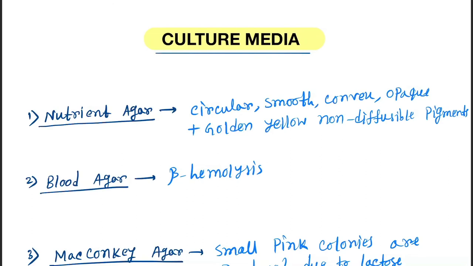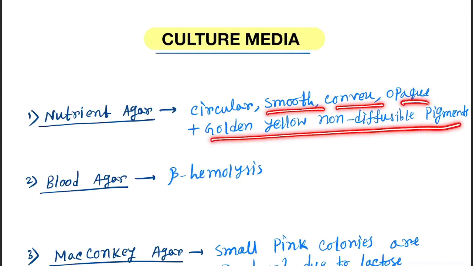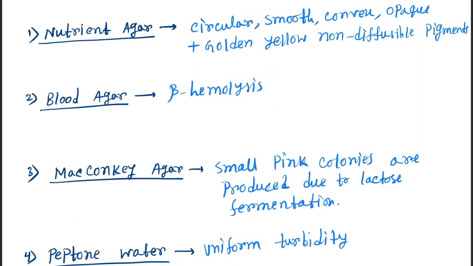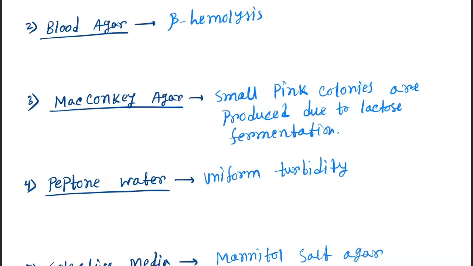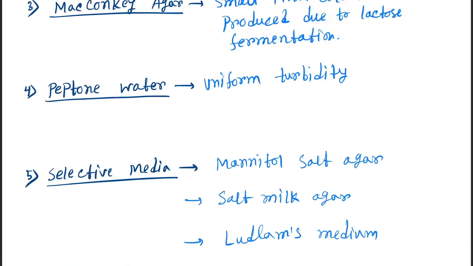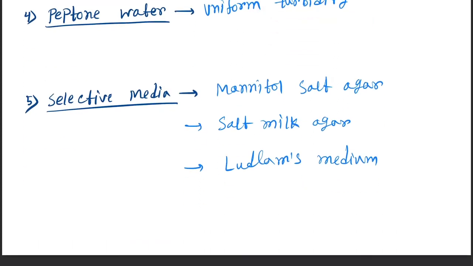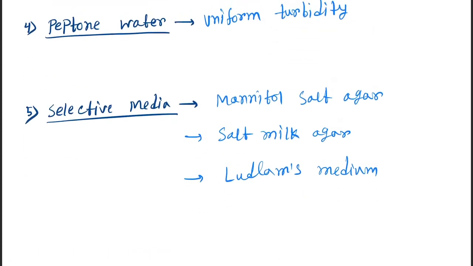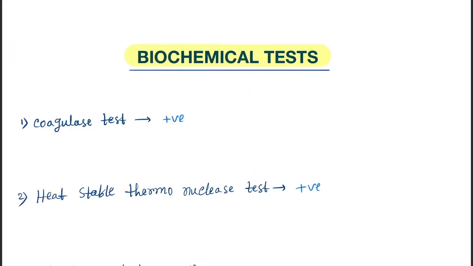So now the culture media. The first one is nutrient agar. Here the colonies look circular, smooth, convex, opaque, with golden yellow non-diffusible pigment. Next is blood agar. If we grow it in blood agar, beta hemolysis will occur. Next is MacConkey agar, where small pink colonies are produced due to lactose fermentation. Next is peptone water, where you will see turbidity. Selective media are those where only Staphylococcus will grow: mannitol salt agar, salt milk agar and Ludlam's medium.